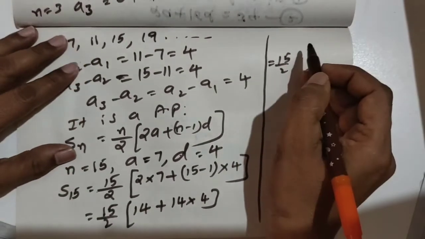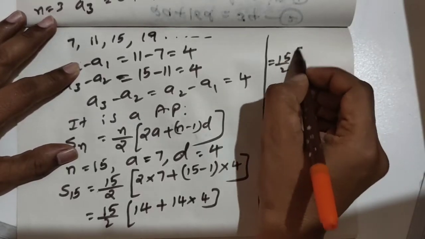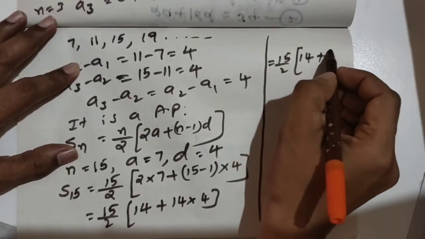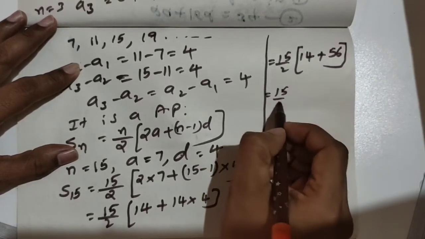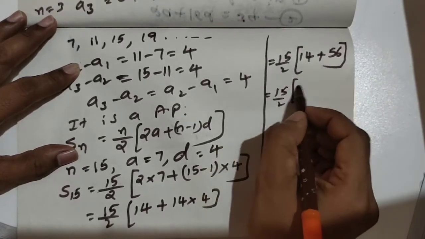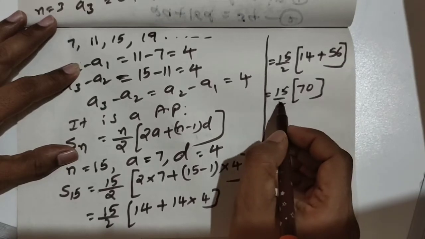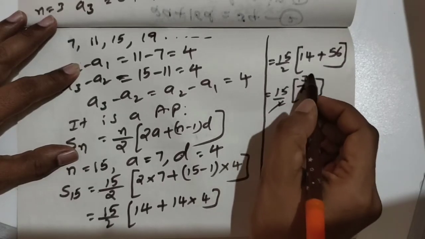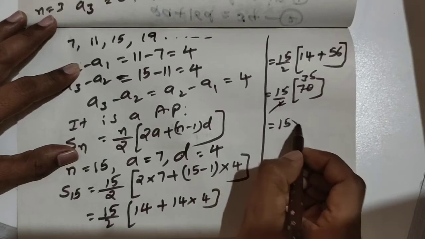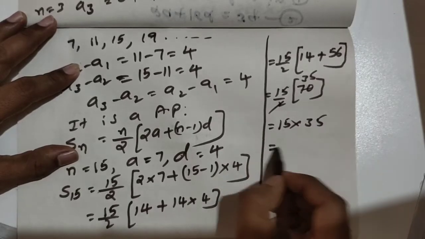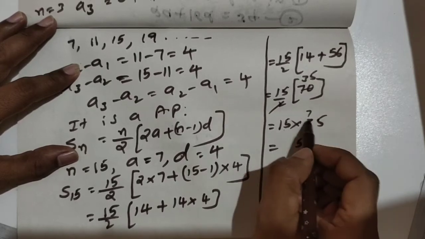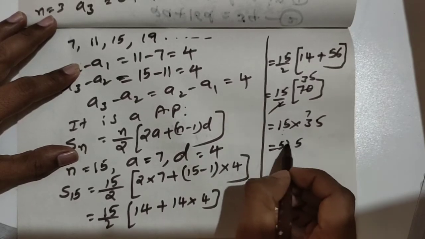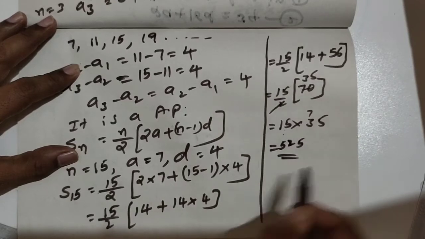Then here we get simply 15 by 2 into, you can write it as 14 plus 56. Then 15 by 2 into 14 plus 56 is simply 70. So by cancellation we get 15 into 35. So by multiplication we get 525.